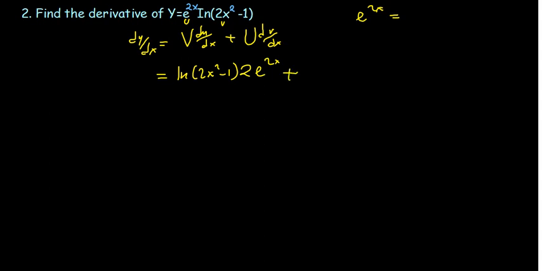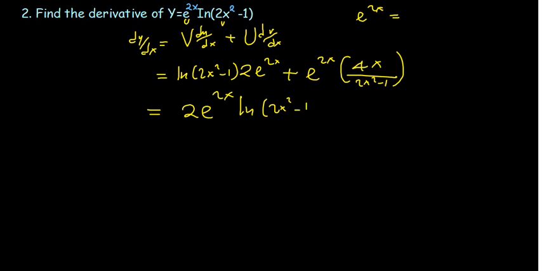Now for the second one, I'm going to maintain u, so that will be just e to the power 2x, and then I'm going to differentiate v. So whenever you're differentiating a natural log, just differentiate what is inside here, 2x squared minus 1, that is going to give us 4x, and then divide by the same thing that we differentiated, that is 2x squared minus 1. And I can just simplify this. This will be 2e to the power 2x natural log of 2x squared minus 1, plus, this can also be written as e to the power 2x times 4x divided by 2x squared minus 1. So that is going to be it for this one.